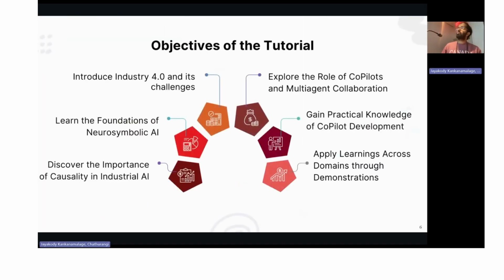So the objectives of the tutorial are to introduce Industry 4.0 and its challenges, explore the roles of copilots and multi-agent collaboration, learn the foundations of neurosymbolic AI, gain practical knowledge of copilot development, discover the importance of causality, and apply learning across domains through demonstration.